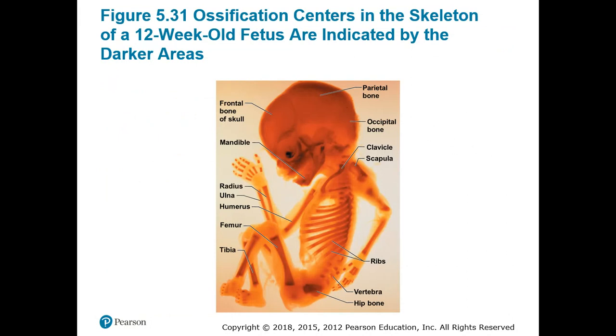So here we have a picture of a 12-week-old fetus, and it's showing here that the darker areas is where ossification has occurred. That term ossification just means where cartilage has been converted into bone.